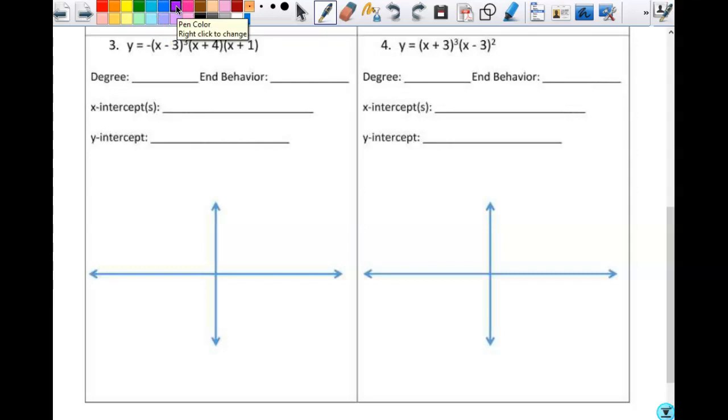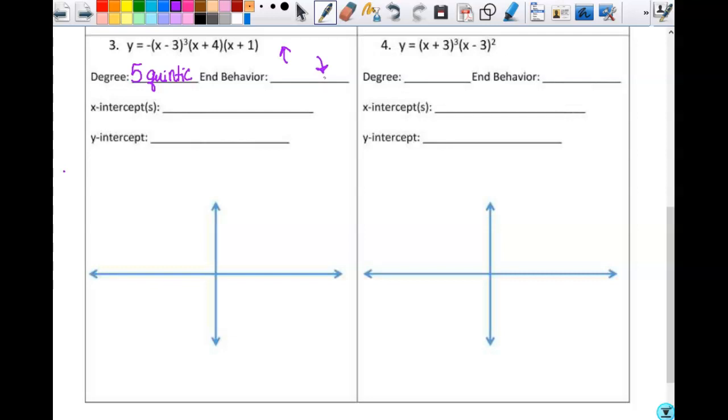All right, so I'm going to look at this, look for my degree. So this is x to the third. So that's 3 x's right there, and then 4, 5. So the degree is 5, which makes it quintic. So it's an odd degree, which means the ends are opposite. This is negative, so that means that it's opposite of what a cubic would be. So it's going to look like this. That's my end behavior.